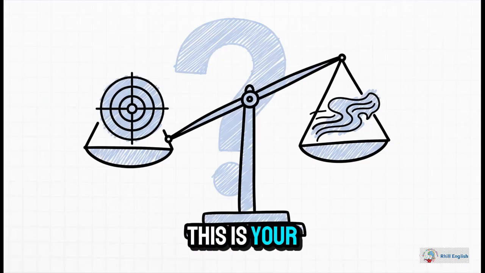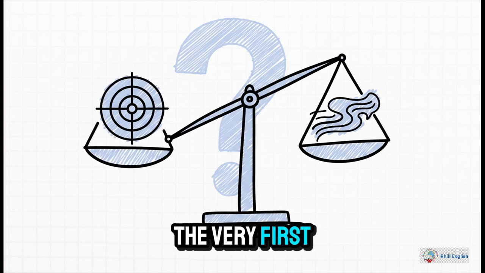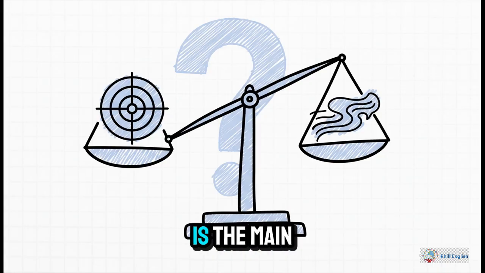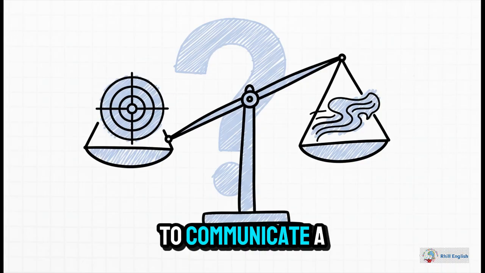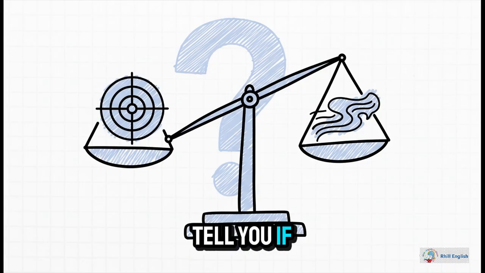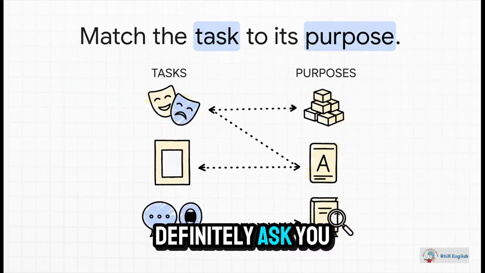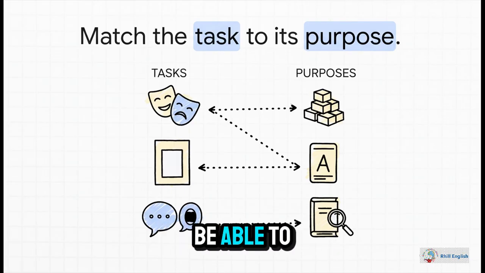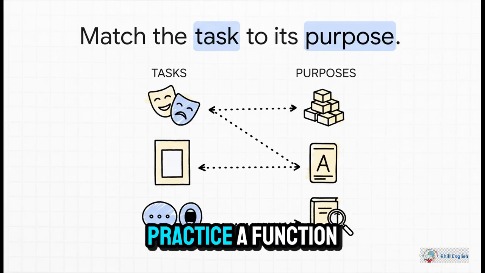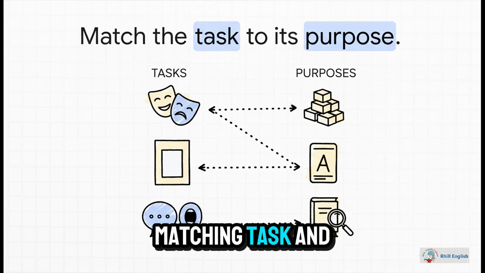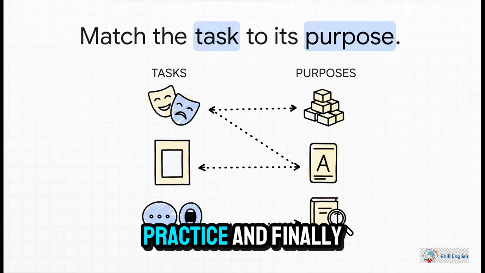This is it. This is your number one question. When you see a task on the exam, the very first thing you should ask yourself is: is the main point here to get the language form right, or is it to communicate a message? Your answer will tell you if it's controlled or freer. The TKT will definitely ask you to connect the dots. You need to be able to see an activity, like a role play, and know that its main purpose is probably to practice a function. Or see a matching task and identify it as vocabulary practice.